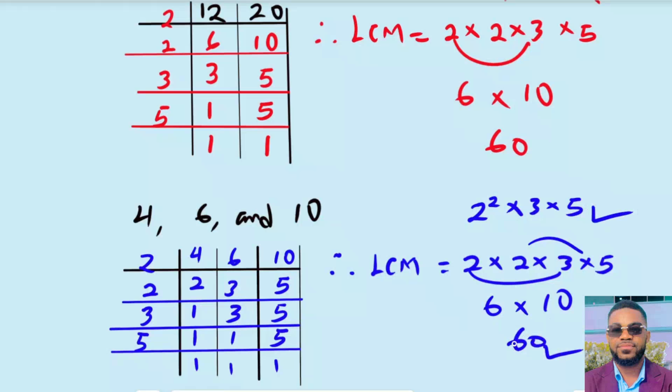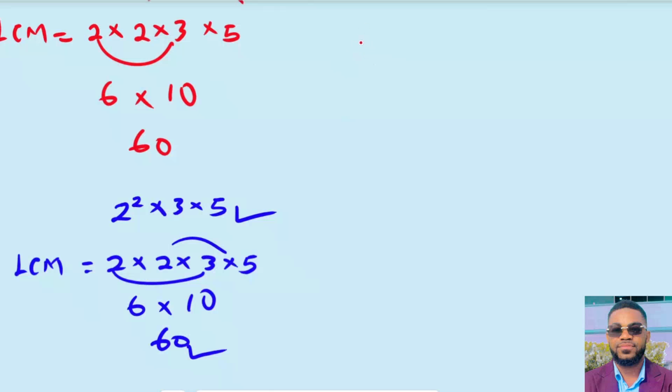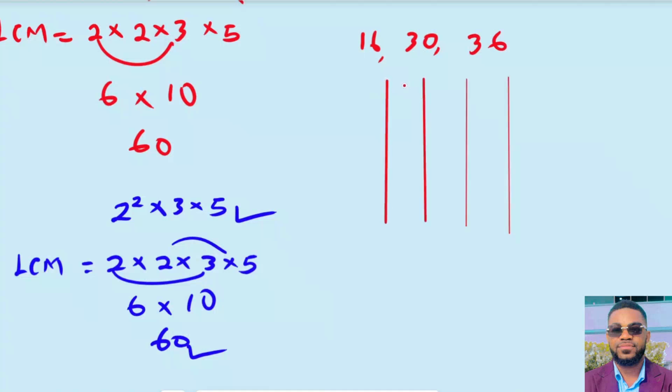So let's move on to the next question. So let's find the LCM of the numbers 16, 30, and 36. So let's begin. So I have to get my table. So this is my table. So we have 16. So this is 30. And we have 36. So always you have to leave a column for the prime numbers. So now let's begin with the breakdown. We have 16, 30, and 36. Which prime number are we going to use here? So let me think of 2.